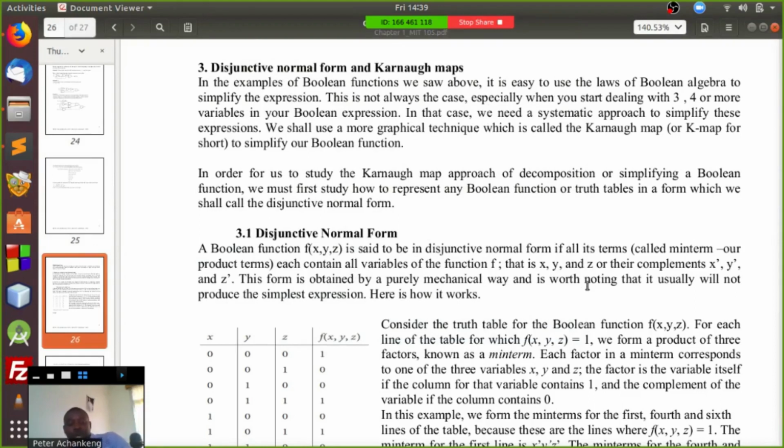So I was saying that when you have more than 2, 3, 4, 5 variables, as the variables increase, even the laws of Boolean algebra become very, very difficult to use to simplify an expression. So the only way to simplify the expression now would be to use other techniques. One of these is the Karnaugh map technique. We're going to use it in this section of the course to see how to simplify a Boolean expression.